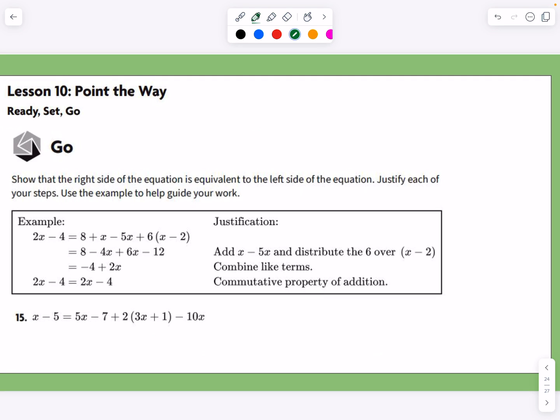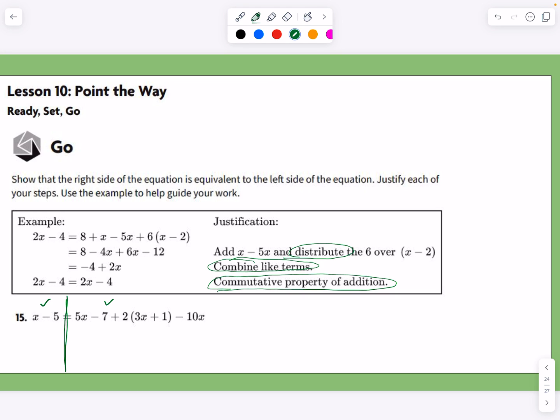All right. Ready, set, go. All right, show that the right side of the equation is equivalent to the left side. Justify each of your steps. Use the example to help you. So I'm not going to include the justification. I want you to do that, but you're going to say something like use the distributive property. You're going to say things like combine like terms. The commutative property of addition just means you're adding some stuff up. So use those kind of words for your justification, but the idea is to simply say, all right, here's my equal sign. I want to make sure that what's over here matches what's over here.